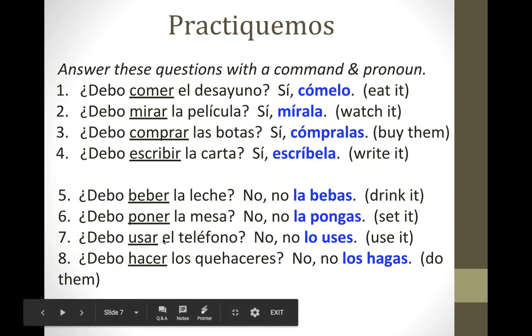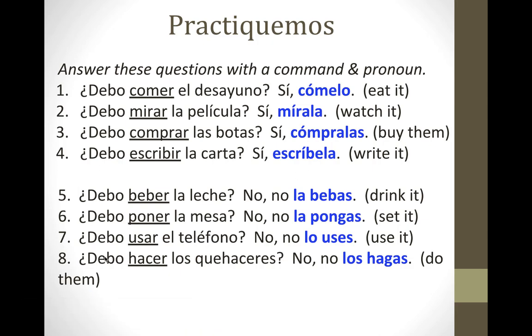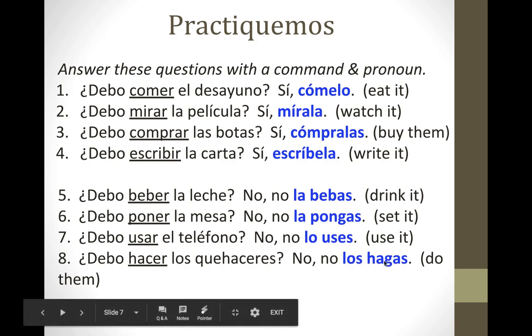Okay, number 7, should I use the phone? No, no lo uses. And 8, should I do the chores? No, no los hagas. Again, did you get this negative tú form command correct?